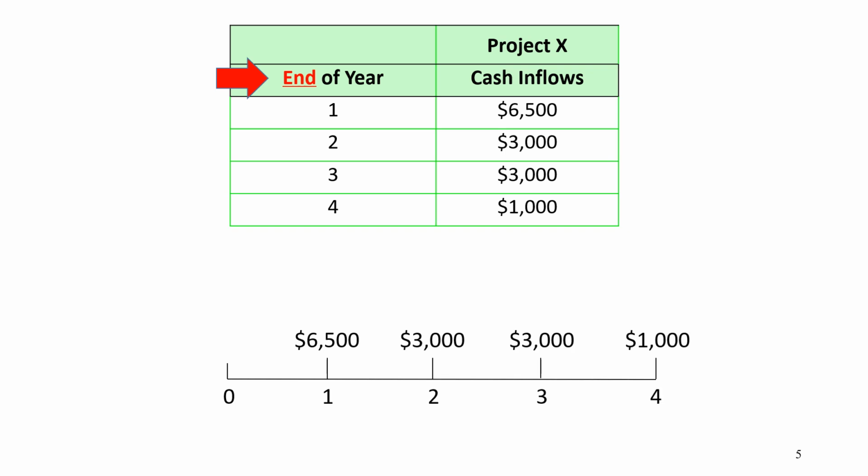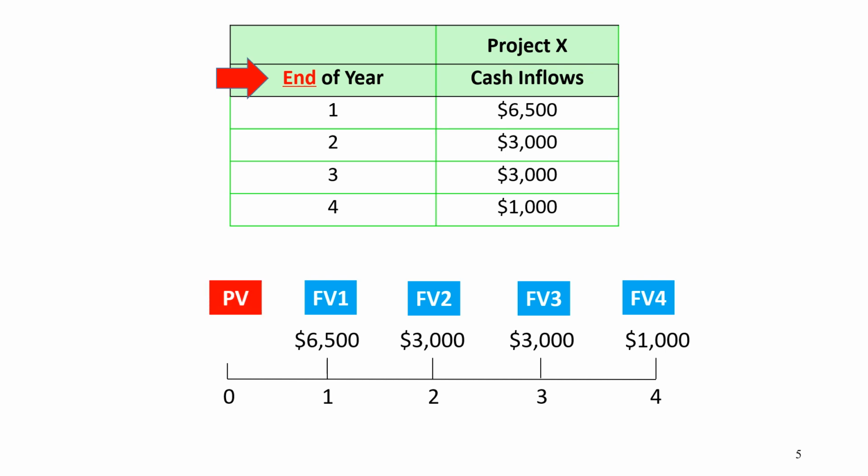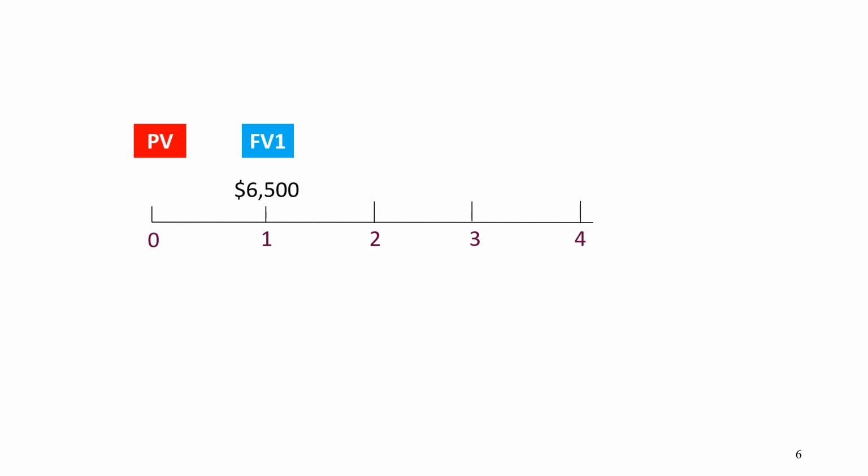Let's draw a timeline. This is how the timeline looks like. All these figures would be the future value at 4 different timing. We need to find PV. Let's do FV1 first. We want to find the PV for FV1.